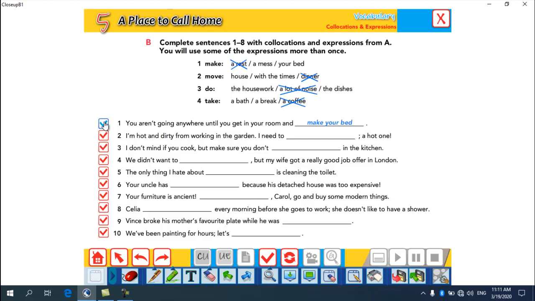Number 2. I am hot and dirty from working in the garden. I need to take a bath, a hot one. Number 3. I don't mind if you cook, but make sure you don't make a mess in the kitchen. Number 4. We didn't want to move house, but my wife got a really good job offer in London. Number 5. The only thing I hate about doing the housework is cleaning the toilet.